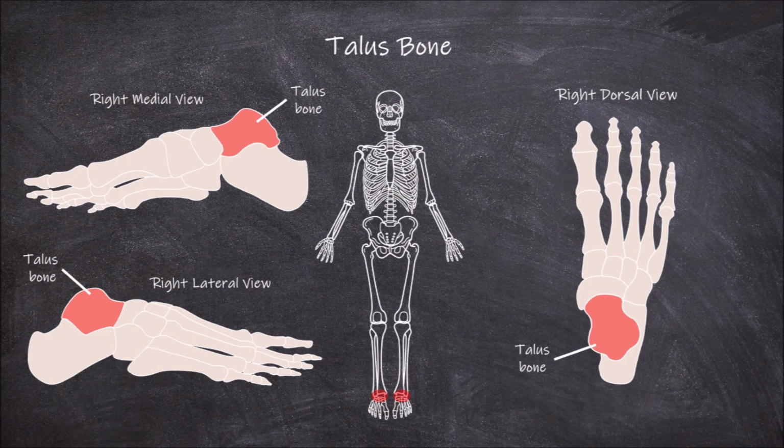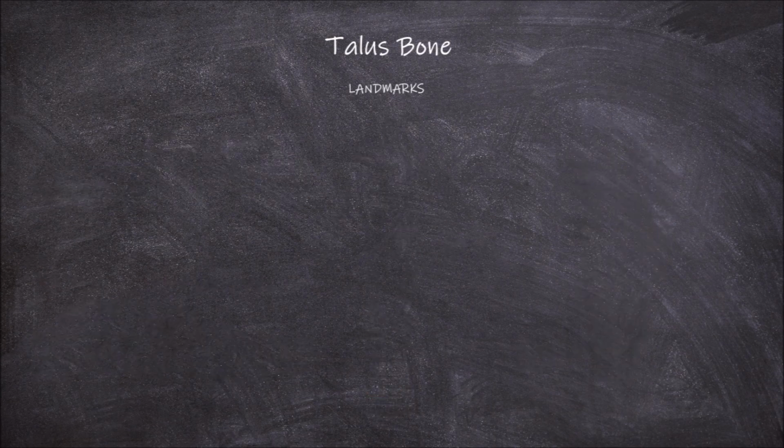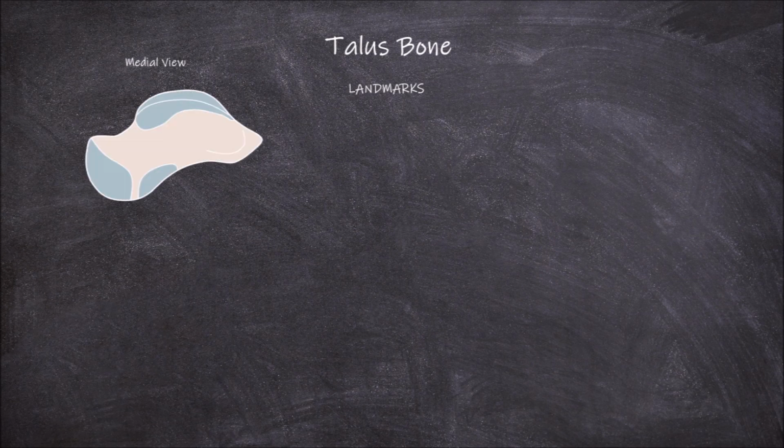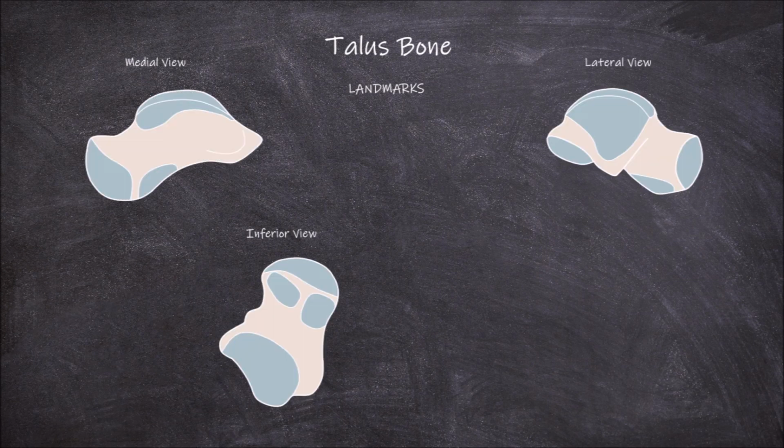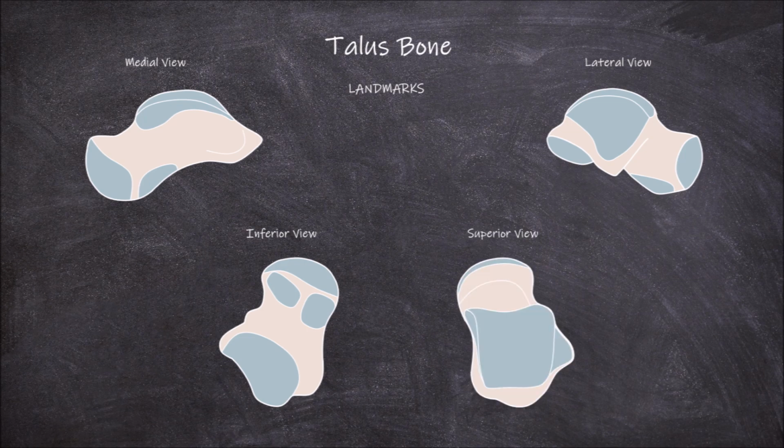Now we're going to look at the different landmarks and features of the talus bone. Here we have the medial view, the lateral view, the inferior view, and the superior view of the right talus bone. This bone is saddle-like in shape and is the bone that links the foot to the leg. This bone has three regions.